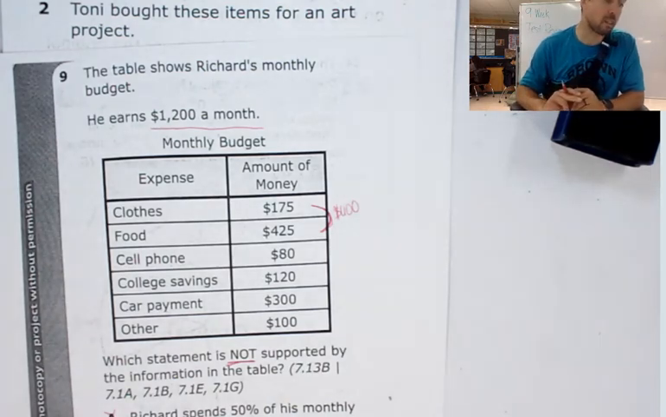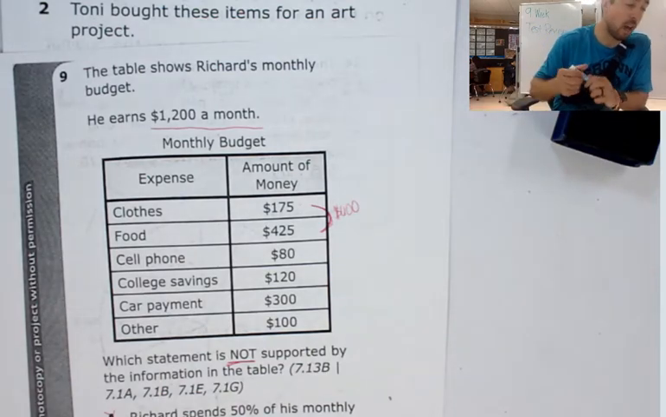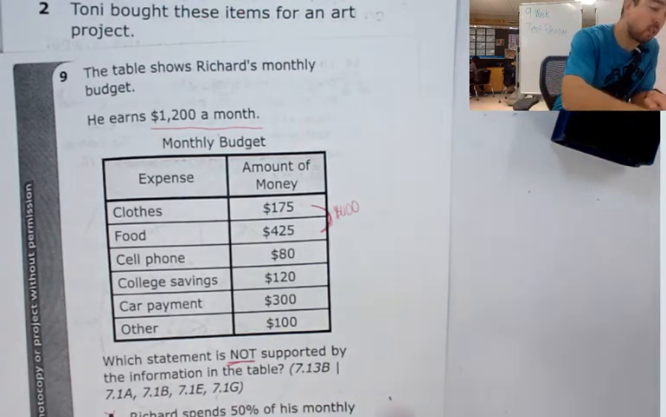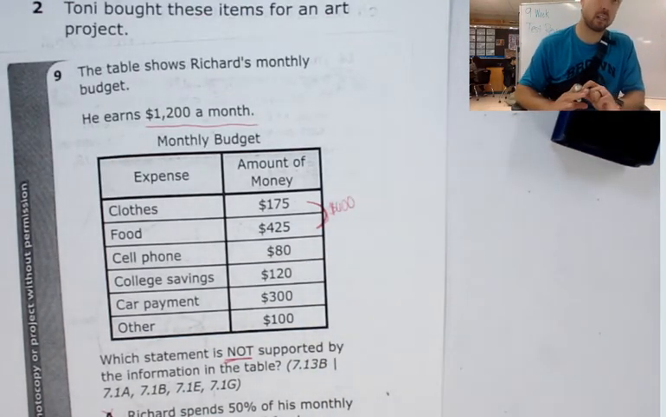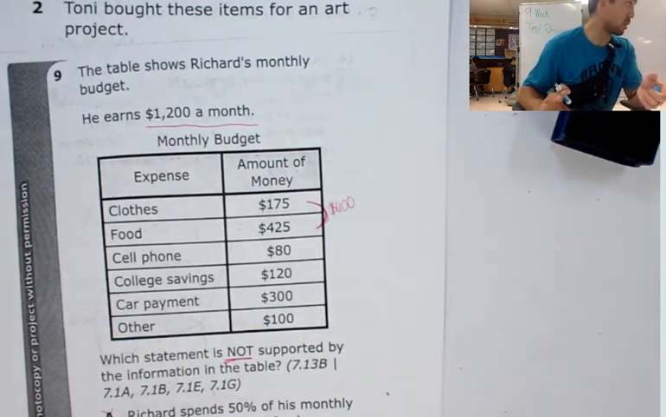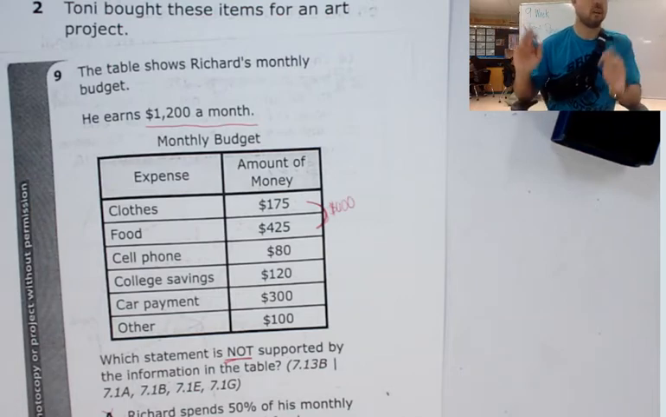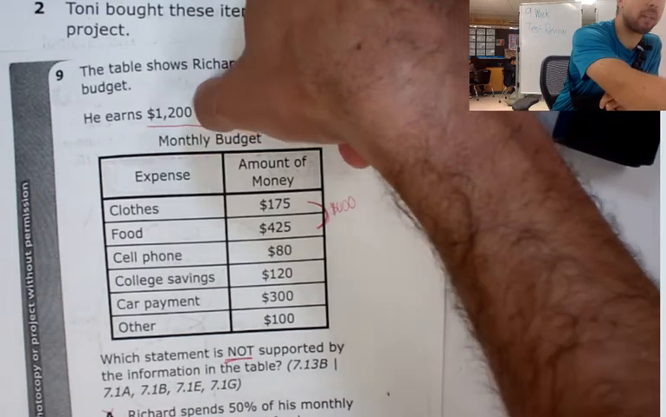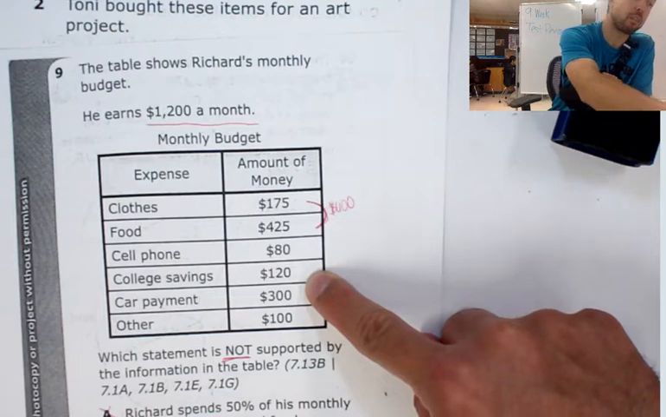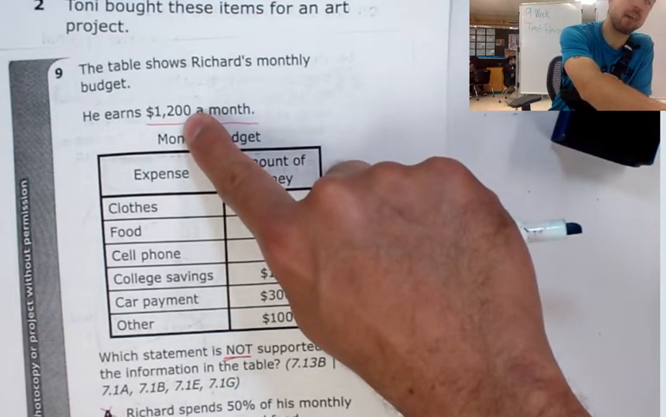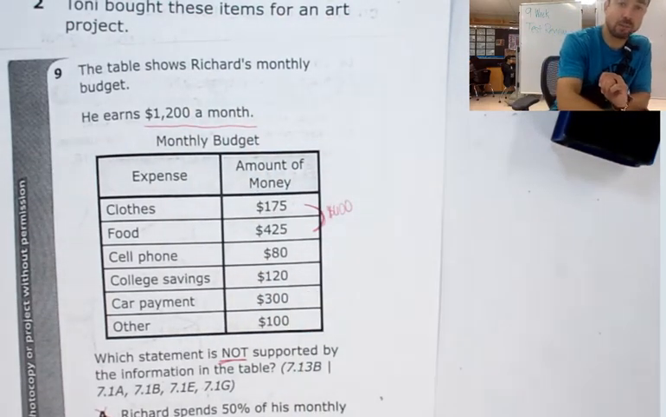Then it says Richard spends 10% of his monthly budget on college savings. Now we're going to have to find out how much money he uses for college savings. Here's a little trick. If you understand this, then use it. If not, then I'll show you mathematically how we solve this. 10% of anything just means that you divide it by 10. So if I divide 1,200 by 10, it would give me 120. Again, 10% of 1,200, his monthly budget. But I'm going to show you the math and how we would do that.